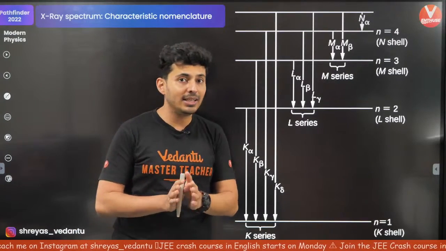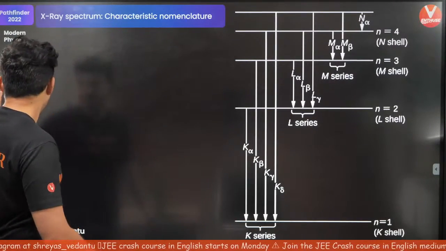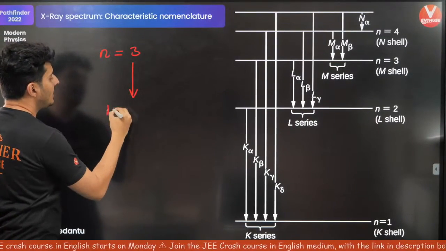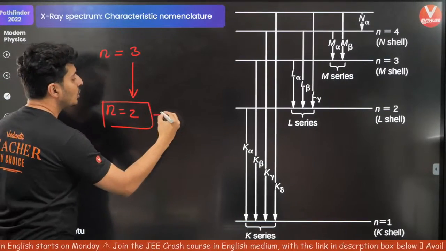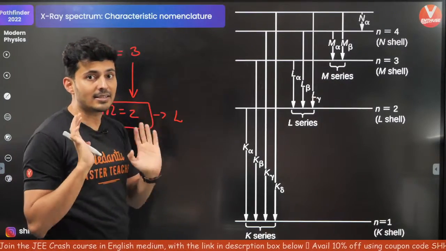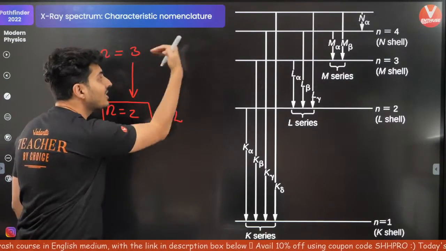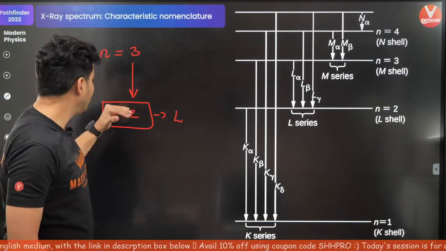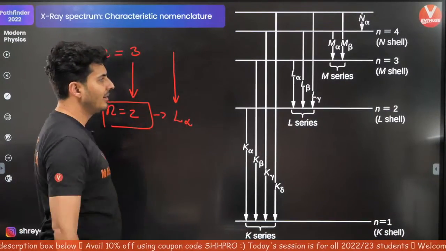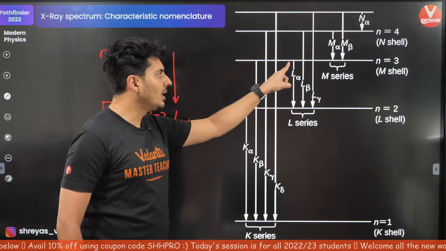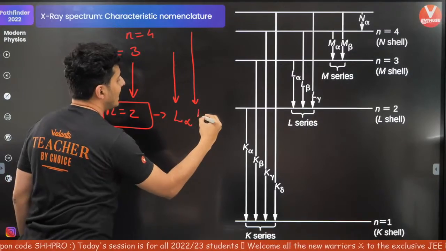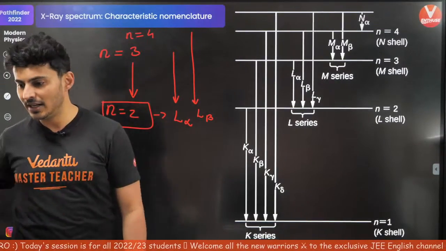So how do you go ahead with it? Understand? For example, if it jumps from n equal to 3 to n equal to 2. What is n equal to 2? It is L shell. Now from 3 to 2, it has become an L series wavelength. 3 is the next available shell after n equal to 2. So this is basically L alpha. So if it jumps from n equal to 3 to 2, it is called L alpha. If it jumps from n equal to 4, then it will be called L beta. That's how you name it.